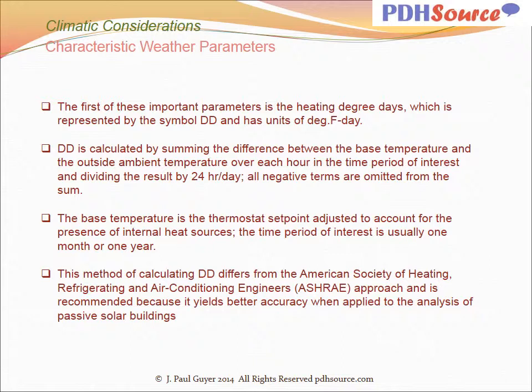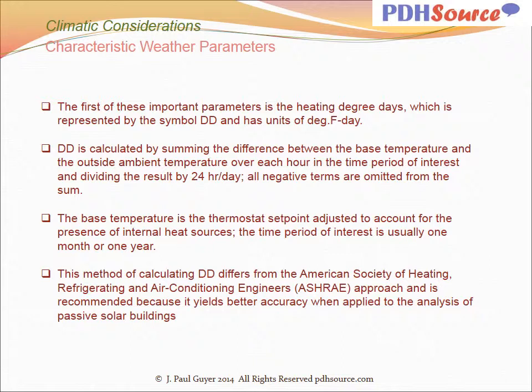Degree days is calculated by summing the difference between the base temperature and the outside ambient temperature over each hour in the time period of interest and dividing the result by 24 hours per day. All negative terms are omitted from the sum. The base temperature is the thermostat's set point adjusted to account for the presence of internal heat sources. The time period of interest is usually 1 month or 1 year.